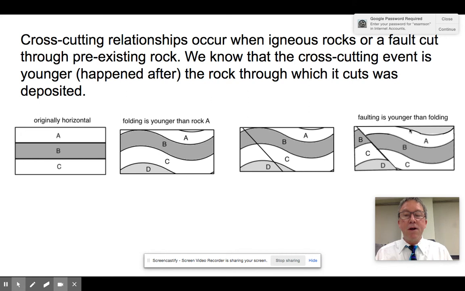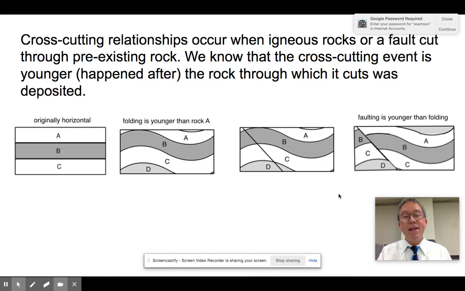Cross-cutting also applies to faults. So let's just look at this. Okay, so first came C, then B, then A, then a folding event folded them. Then a crack in the rock happened, and there was sliding along it, so it became a fault. So this fault represents a cross-cutting relationship. So I know that this fault has to be younger than all those other things that came before it. I know it had to have come after the depositing of rocks D, C, B, and A. It had to have come after the folding event because the folding event was cross-cut.